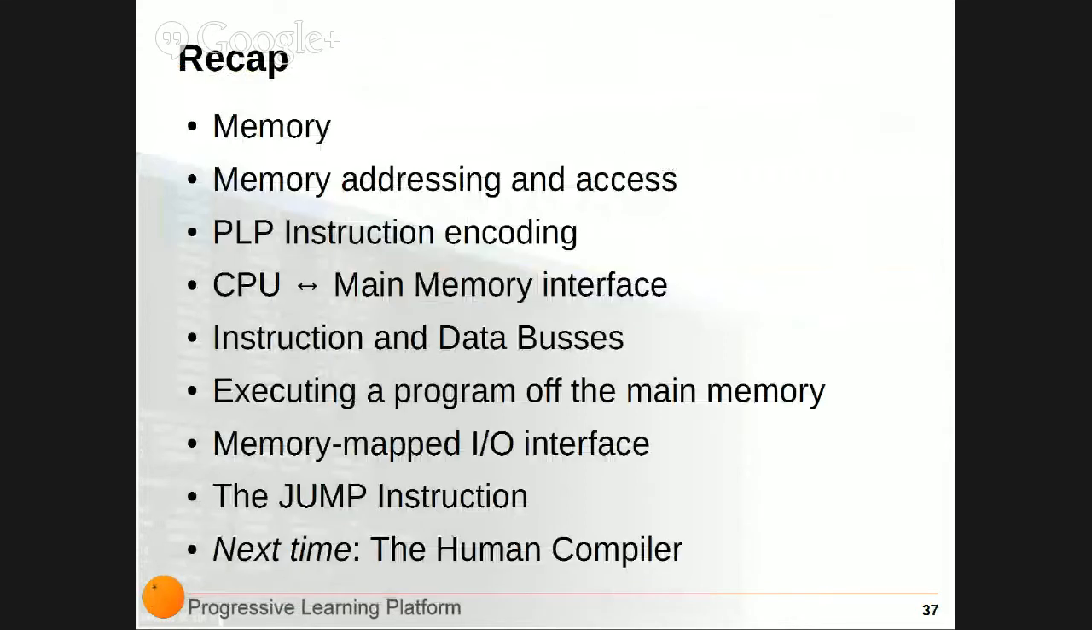So remember this recap. Memory addressing and access, PLP instruction encoding, CPU, main memory interface, instruction and other buses, executing a program, the visualization that I made. So you see how things work, where things are stored. Memory mapped I/O interface makes your life easier. So everything is just a memory address, right? And then the jump instruction. Now let's move on to more control structures.